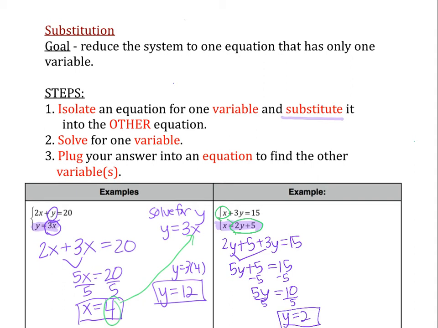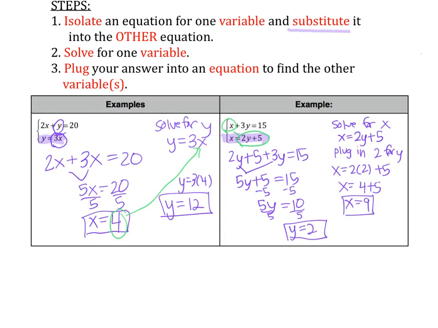I'm not done until I find both solutions, so now I'm going to go back and solve for x. I think it's easier if you have an x equals equation, that's the one you plug it into. So I'm going to use 2y plus 5, but you can still find the correct answer if you plug it into the top equation. It's just a few more steps. So now I'm going to plug in 2 for y. So I have 2 times 2 plus 5, so my x is equal to 4 plus 5, my x is equal to 9.